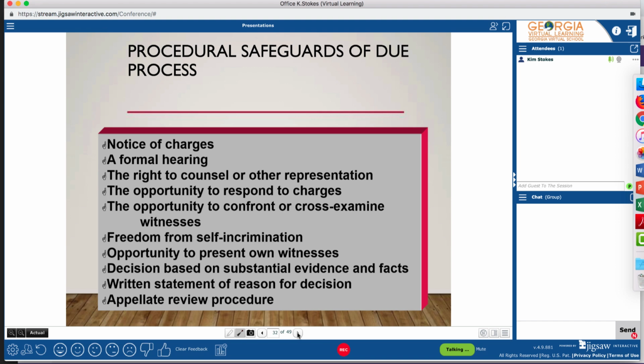Opportunity to present your own witnesses. You have the right for the decision to be based on substantial evidence and facts, not just something that they dream up or they think could happen. You have the right to a written statement of reason for the decision, and you have the right to appeal.